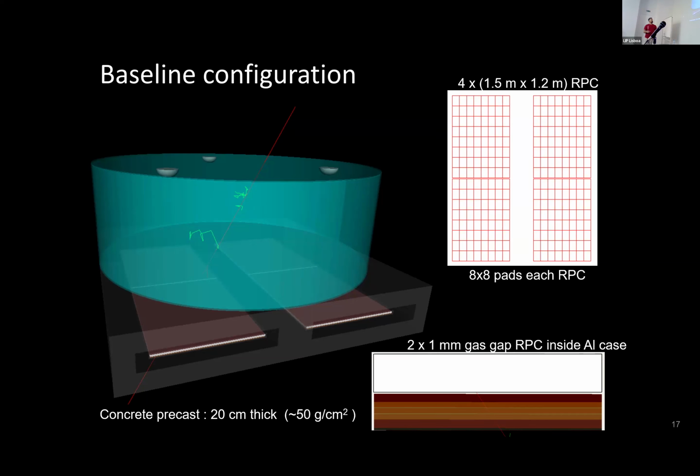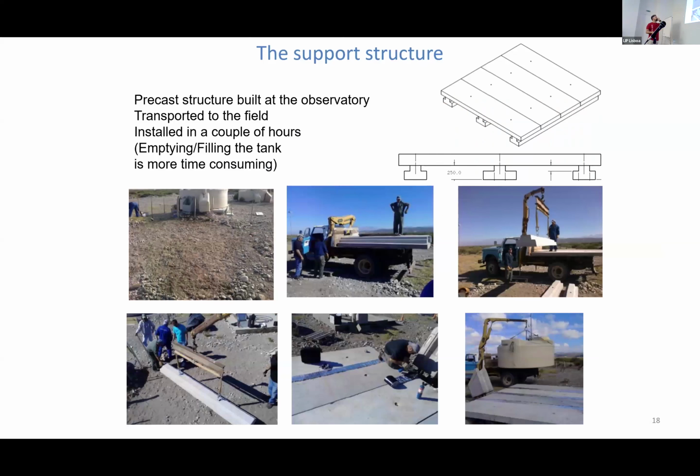You have the tank, and you put 4 RPCs on the bottom, which have segmented readouts. So you start by solving the problem of how do we put RPCs under the tank, and it's simple, although it requires a lot of engineering. So you make precasts of reinforced concrete, and you have here a foot, and then you have here the slabs, and then you build a housing for the RPCs. Of course, you need to empty the tank, take the tank out, and then put the tank back and fill it with new water.